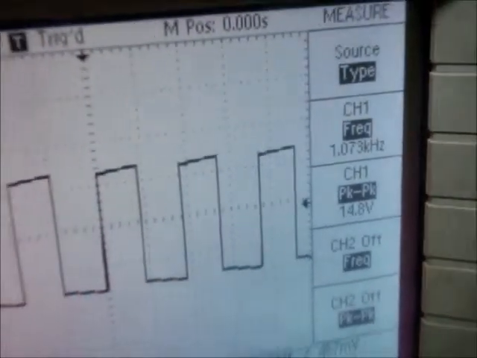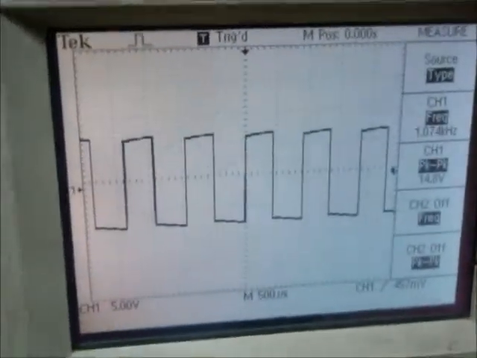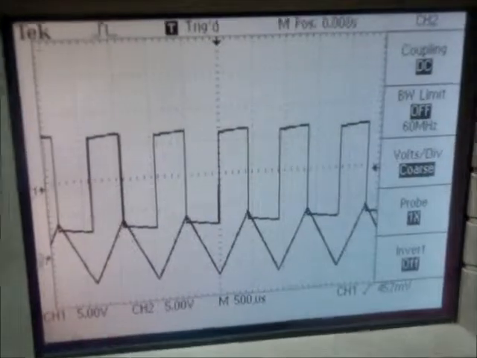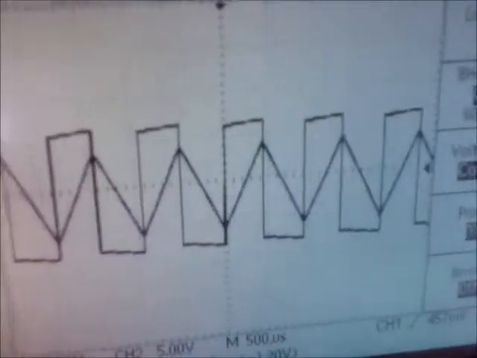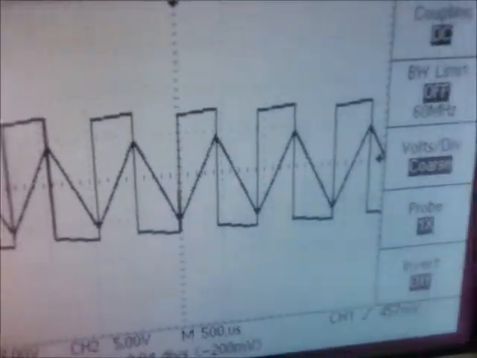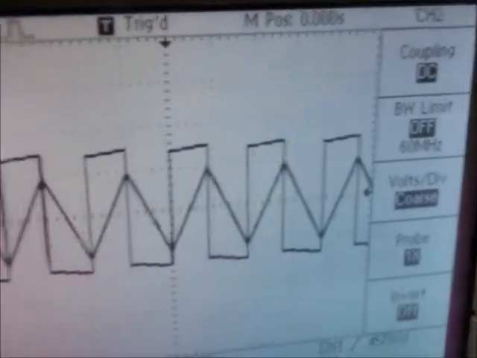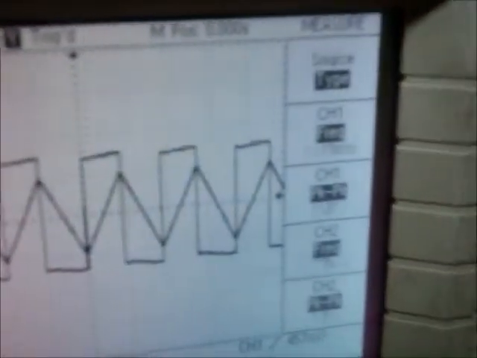Now we shall see both of these waves together on the same screen. It is clearly seen that they have the same frequency but different amplitudes. Hence, the square and the triangular waves have been generated on the CRO.